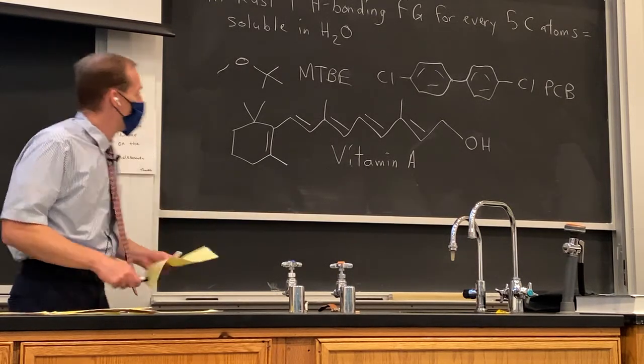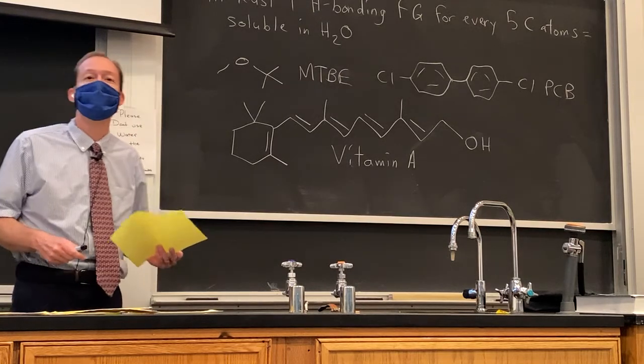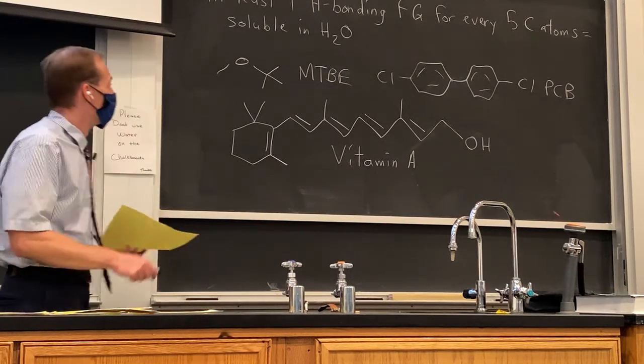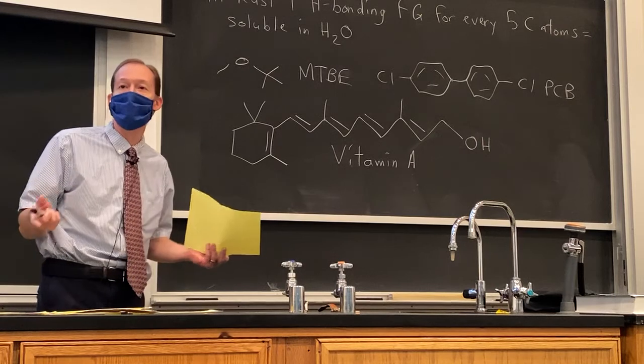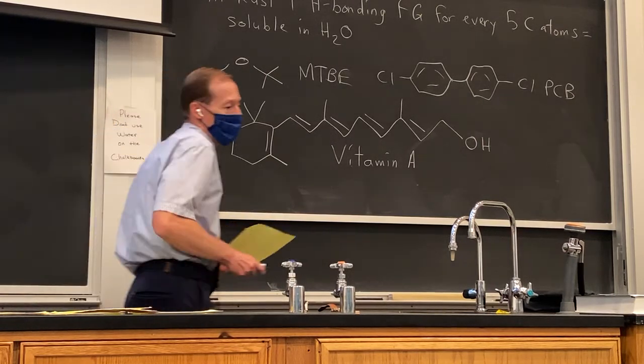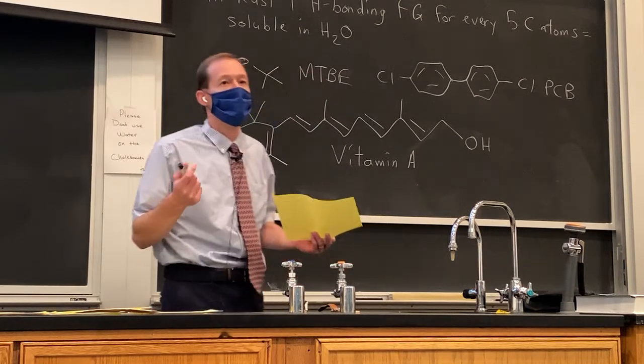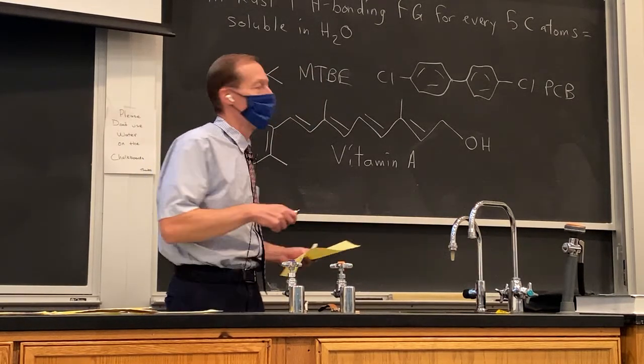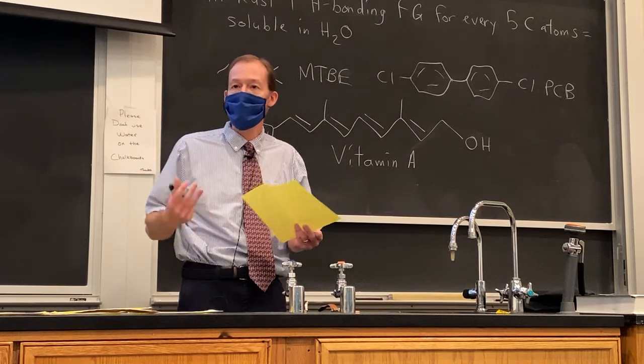Okay? Is vitamin A water soluble? No. 1 OH group and pretty close to 20 carbons. Definitely not water soluble. Okay? So what happens when you eat a lot of carrots? Your body turns the beta-carotene into vitamin A. The vitamin A builds up. It gets stored in your liver.